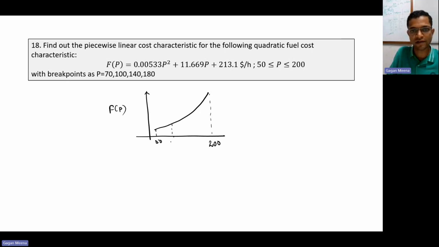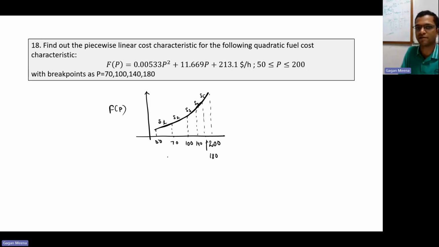Breakpoints are given as 70, 100, 140 and 180. Now, how many segments are there? 4 breakpoints means there are 5 segments, let's say S1, S2, S3, S4, and S5.